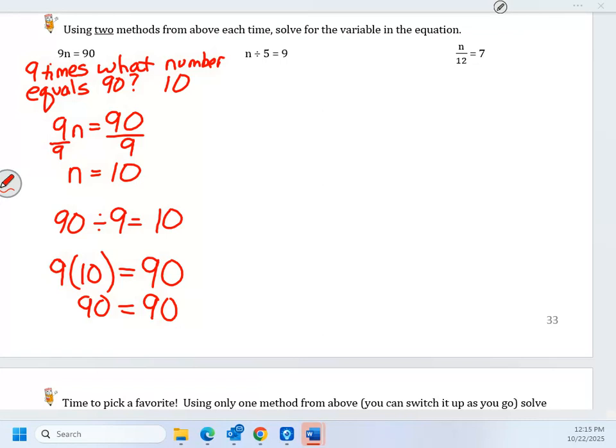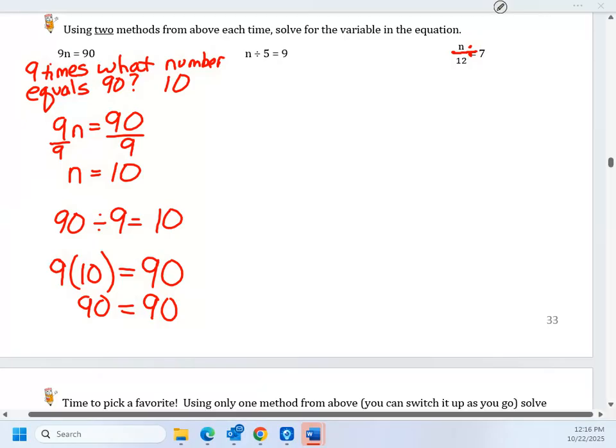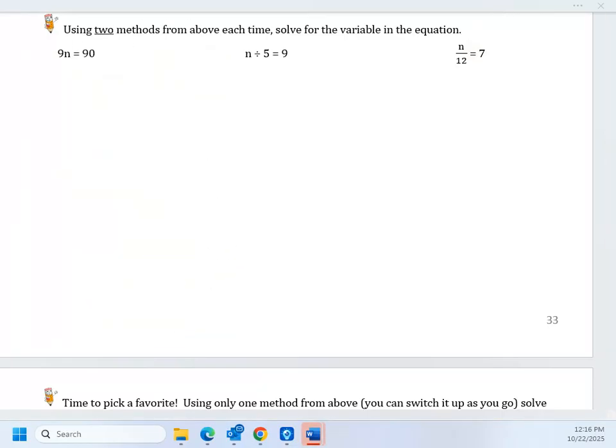So for the next two, n divided by 5 equals 9, and n divided by 12 equals 7, because remember that fraction bar is that division bar. It means divide. You're going to do two methods, and then you're going to check it. Two methods, and you check. So if it's writing the question, if you're doing opposite operations, if you're doing the fact family, make sure you're doing two methods and check it. So do those last two yourself, and we are going to look at our next page.